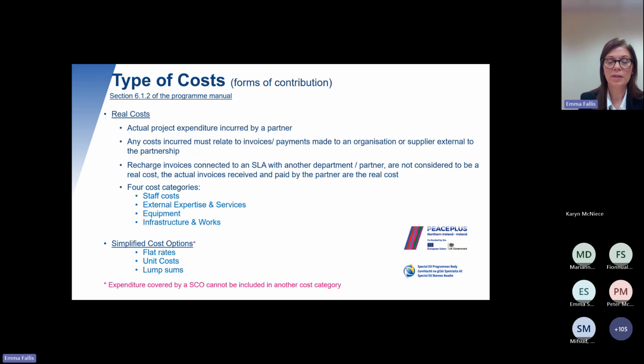And one of the key points again to remember is that when expenditure has been incurred by a simplified cost option, it cannot be included in any other cost category as a real cost. So again, if that's the case, that would be regarded as double funding.